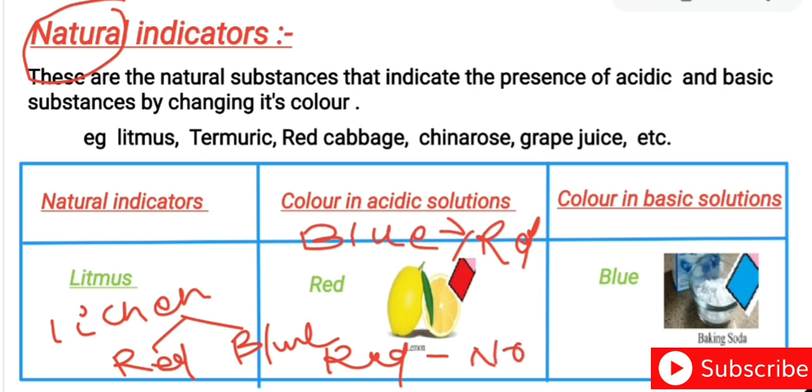Now, let us discuss the blue litmus. When we bring the blue litmus in contact with the basic solution, there is no change. But when we bring this blue litmus in contact with an acidic solution, it will turn to red. So blue litmus with a base, no change. But red litmus, if you bring it in contact with a base, that will turn to blue.